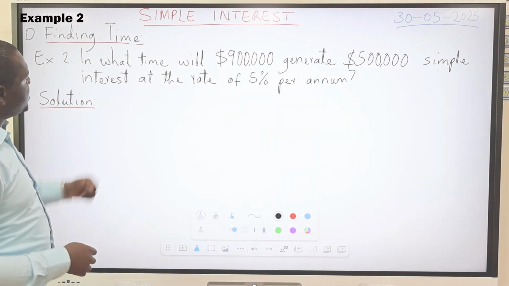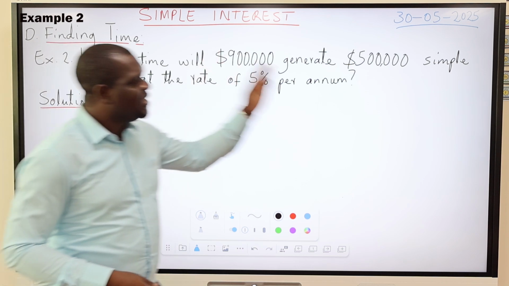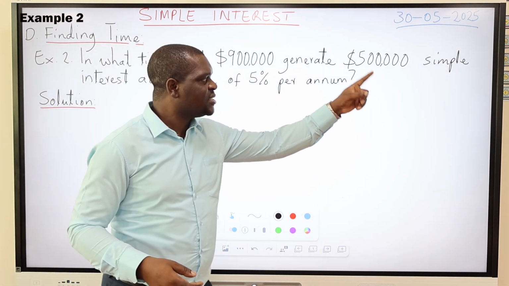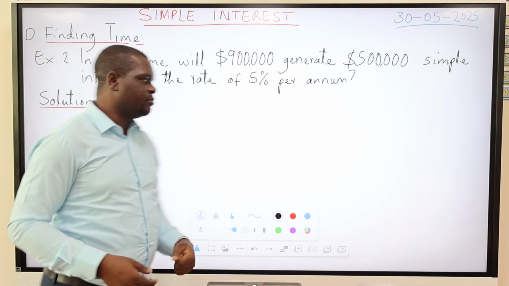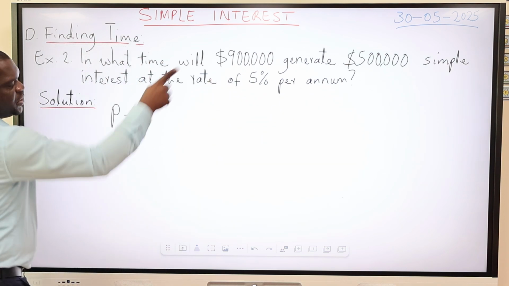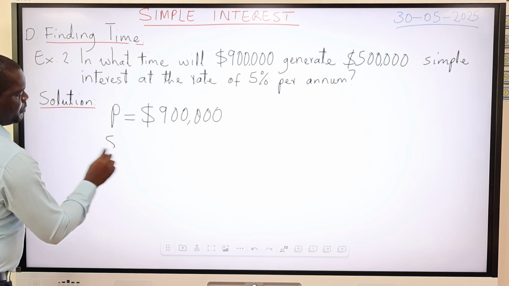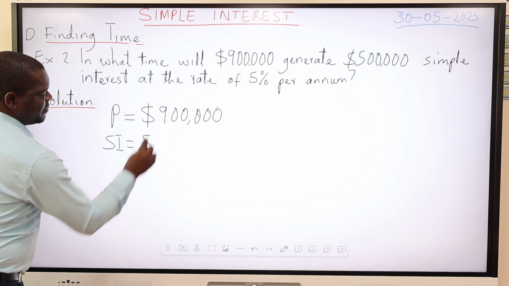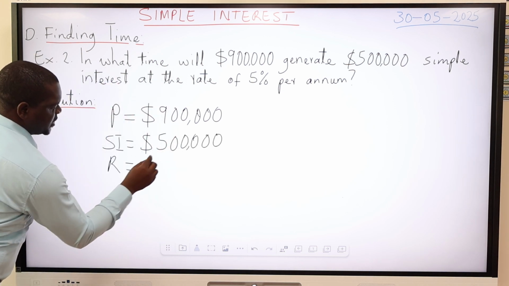The second example says, in what time will $900,000 generate $500,000 simple interest at the rate of 5% per annum? Let's start from what we know. Principal amount is $900,000. We equally know the simple interest, which is $500,000. We know the rate, which is 5%.